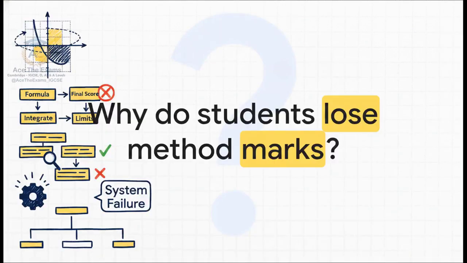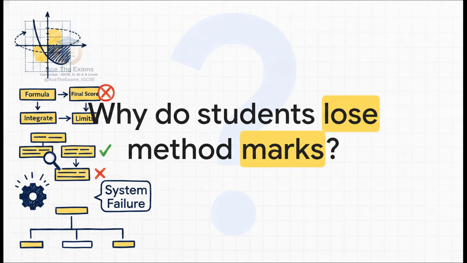Okay, let's dive into this. Why are so many genuinely brilliant candidates facing these critical system failures the second they hit the volume of revolution questions? I mean, you know the formula. You integrate the function, you plug in the limits, but somehow the points just aren't there on your final score. Well, that loss of what Cambridge calls method marks is literally the ultimate system failure, and it's exactly what we're going to debug and fix today.